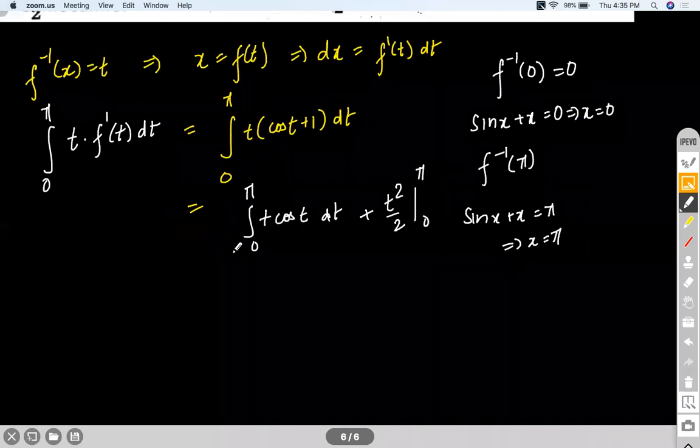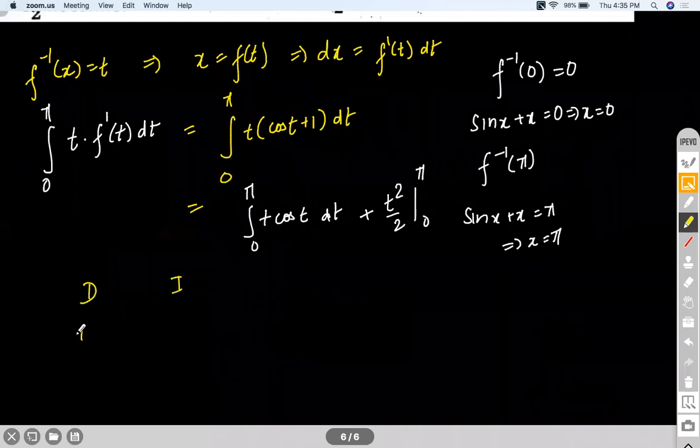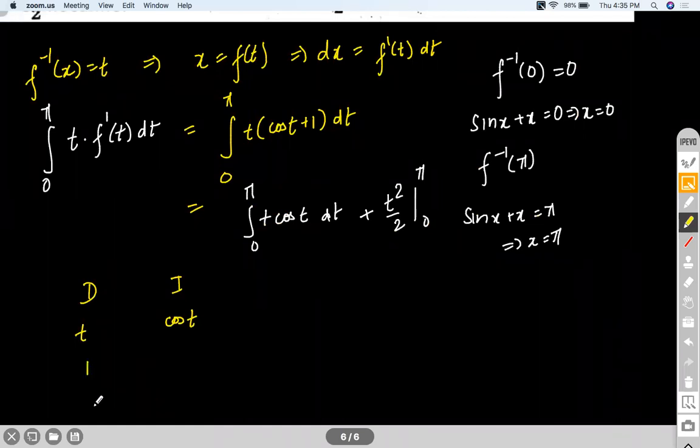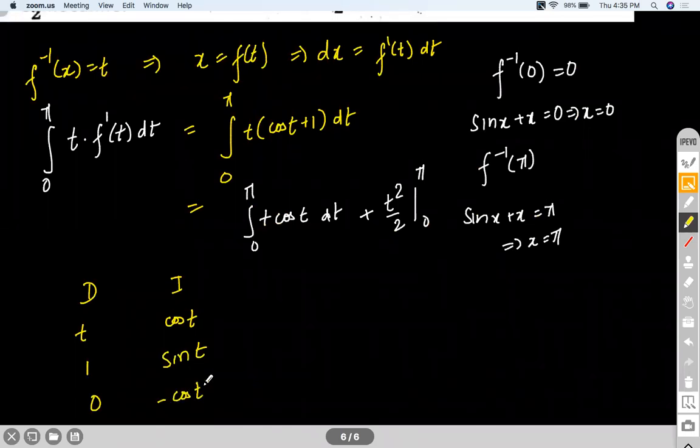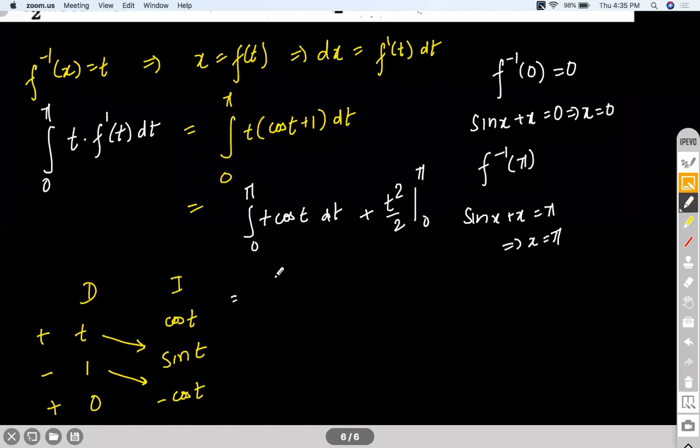Now, for this I will use my tic-tac-toe method or DI method. So t, and this is cos t. Differentiate this: 1, 0. Integrate this: sine of t. Integrate sine t again: minus cos t. Just put these signs. I hope you still remember these methods. Very useful, saves a lot of time. So this will become t sine t plus cos t from 0 to pi.